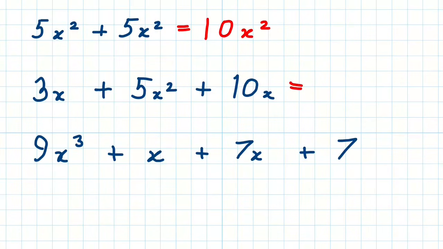The like terms here are the 3x and the 10x. We can add those to get 13x. And then 5x squared stays on its own.